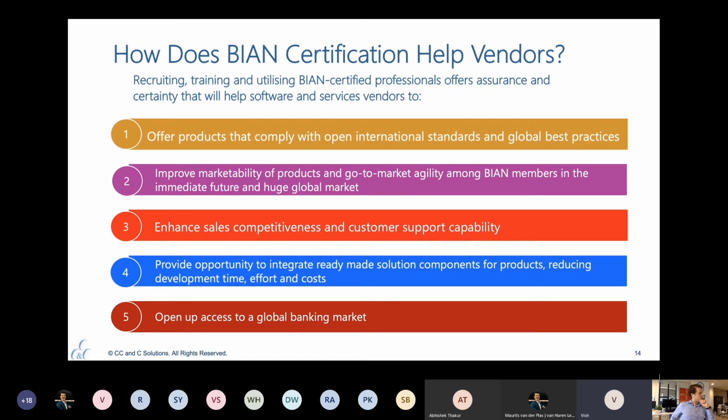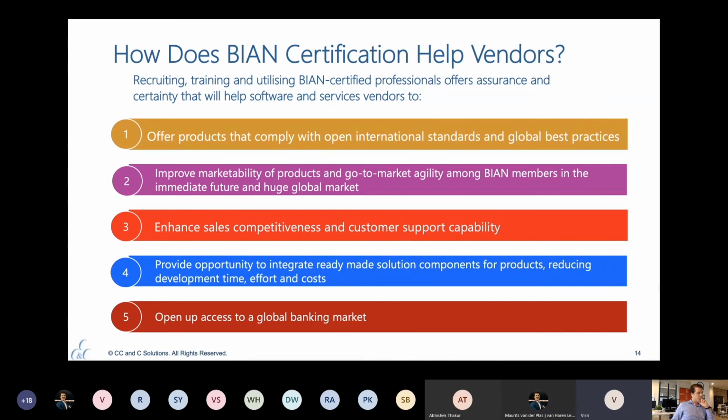So what does it do for the organization? If you have people certification and later on product certification, of course it should improve the marketability of products. It improves the go-to-market agility because products can be introduced to the market faster, and enhances sales competitiveness. A product which is certified for an open architecture like BIAN must be much more attractive to customers as compared to a proprietary product. It provides opportunity for easy integration because there are hundreds of products in the banking area.